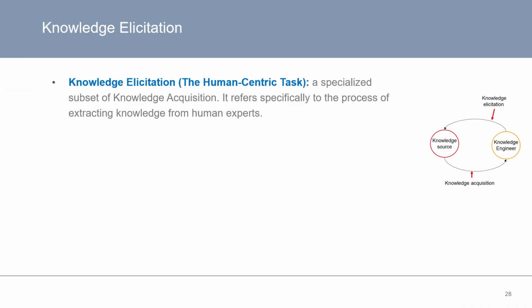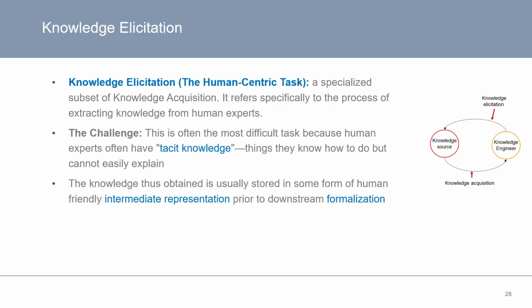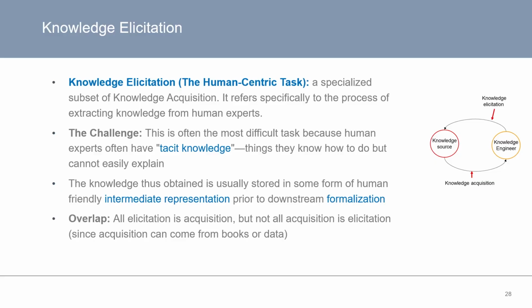Now let's move from knowledge acquisition to knowledge elicitation. Knowledge elicitation is a specialized subset of knowledge acquisition that refers specifically to the process of extracting knowledge from human experts. This is considered to be a difficult task because human experts often have tacit knowledge. In other words, things they know how to do but can't easily explain. The knowledge obtained by knowledge elicitation is usually stored in some form of human-friendly intermediate representation prior to downstream formalization. And of note, elicitation is considered to be a form of acquisition, but not all acquisition is elicitation.